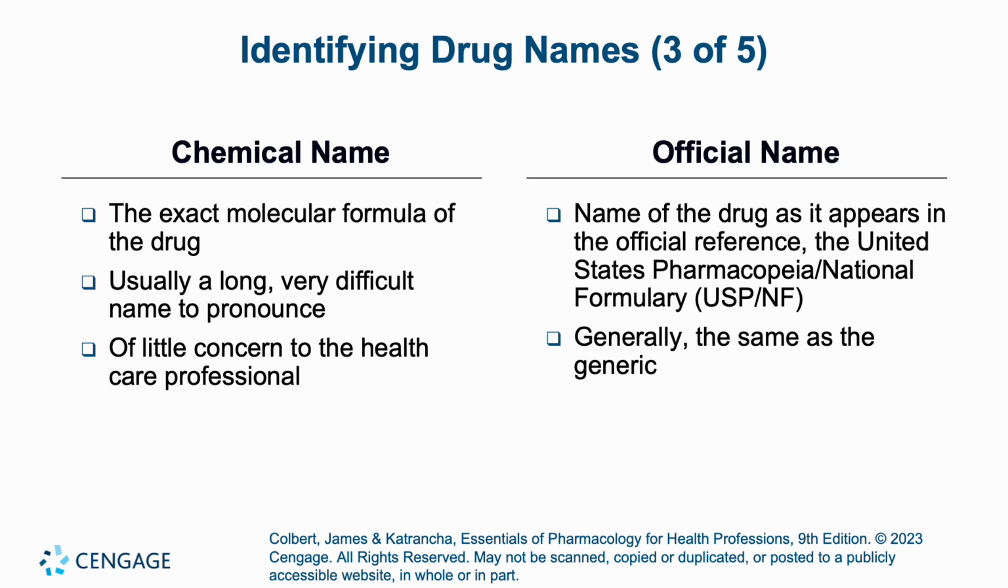Another type of name that drugs have is the chemical name. This is the exact molecular formula of the drug, and it's usually a long, very difficult name to pronounce, and it's of little concern to the healthcare professional. So I have been a nurse for the last 5 years. I don't know the chemical name of any of the medications that I administer. I don't need to know that. That's something that you would be using in a lab setting. And then the official name is the name of the drug as it appears in the official reference, and generally the same as the generic. And again, that's usually what we'll be using in a healthcare setting.